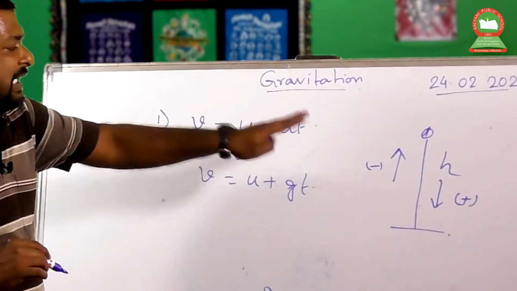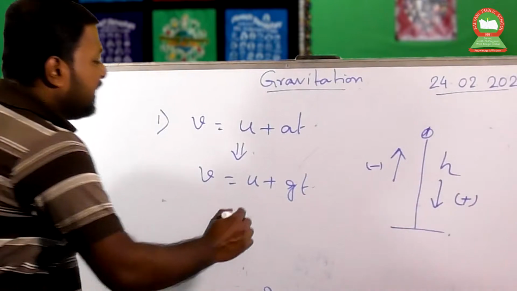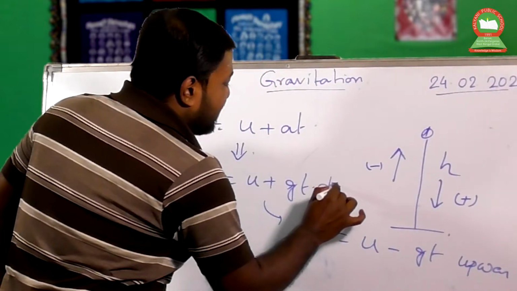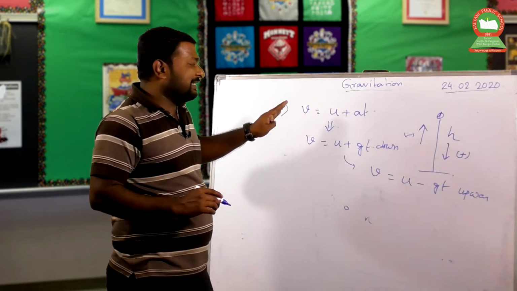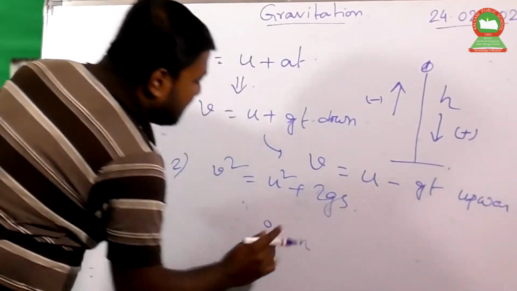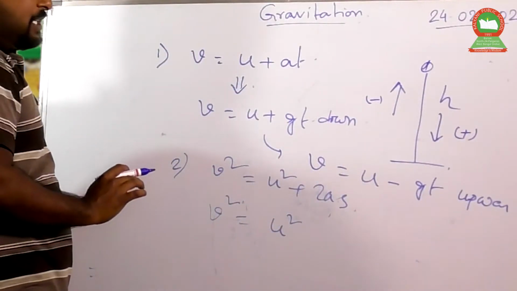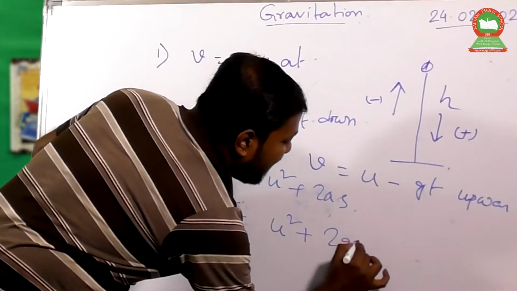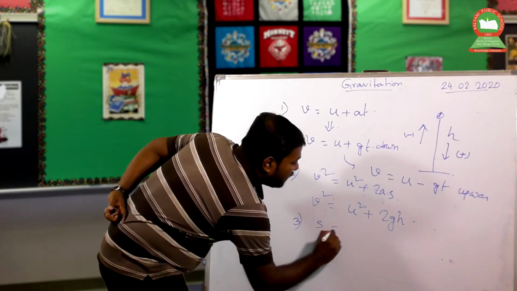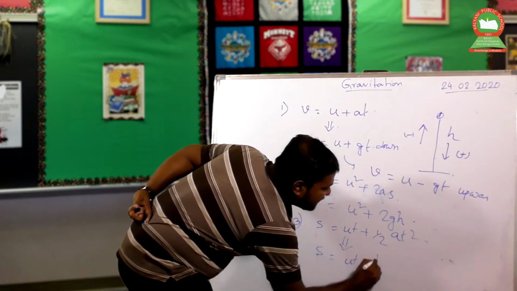Mind you, this is for the downward case, as the downward direction is taken as positive, so the value of g should be positive. If it is in the upward direction, then the equation is v equal to u minus gt. It is the upward case and it is the downward case. So those equations which we know previously are slightly changed. Likewise, v square equal to u square plus 2as becomes v square equal to u square plus 2gs, or 2gh if the height is h and the body is moving downward. And the third equation, s equal to ut plus half at square, can be written as s equal to ut plus half gt square.